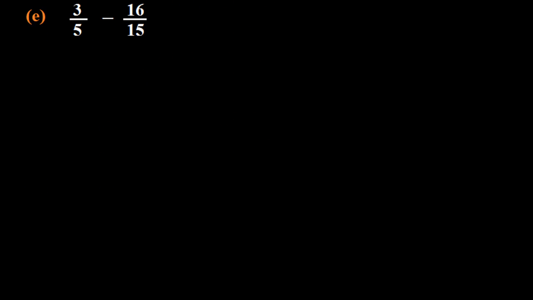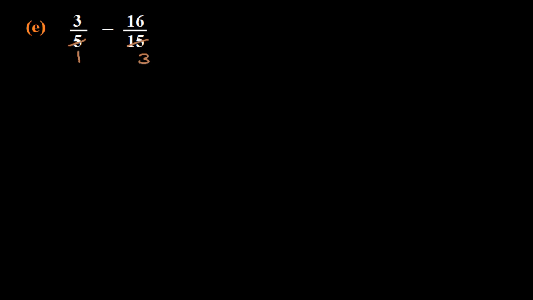Now the last question we are doing here. We have question E, 3 over 5 minus 16 over 15. So here also you see in the denominators there is a highest common factor, which is 5. Both numbers can be divided by the highest number, which is 5. So I simplify this here. First, 5 1 time and 5 3 times.